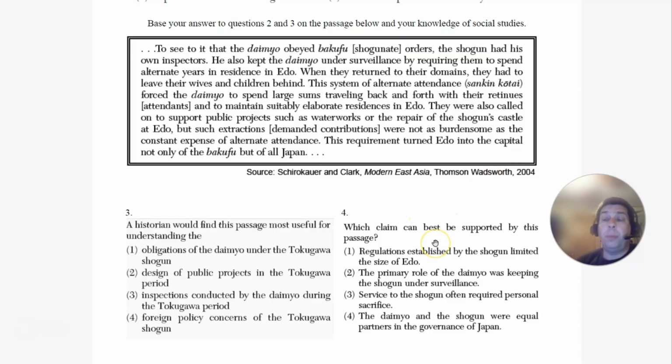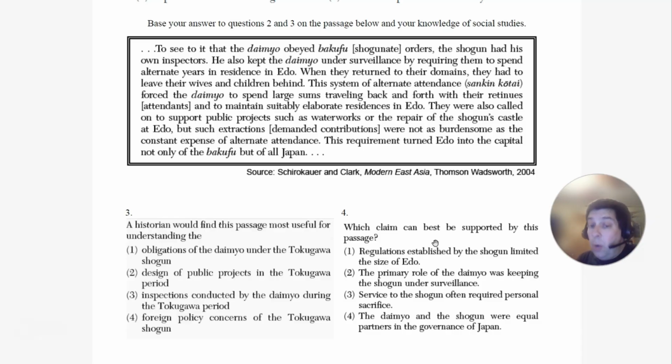And which claim is best supported by this passage? Again, it is not asking you which of these things is true. It is asking you which is supported by this information. So if this passage doesn't say anything about a certain topic, guess what? Not it. Okay? So which claim: regulations established by the shogun limited the size of Edo? I don't think it really limited the size of Edo at all. It doesn't really talk about that in any way whatsoever, right?